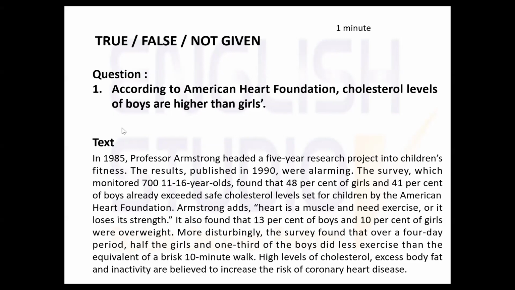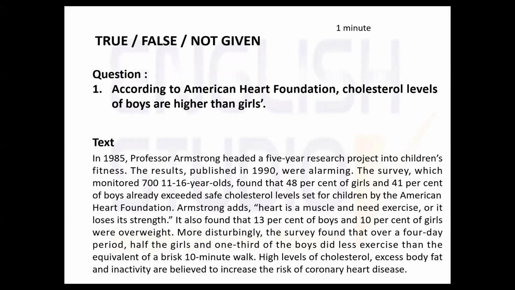Okay, time's up, guys. Miss Tiara, are you there? Yes, Miss. Could you please explain your answer? I couldn't find a statement that says exactly the same, that the cholesterol level of boys is higher than girls. So I chose not given.